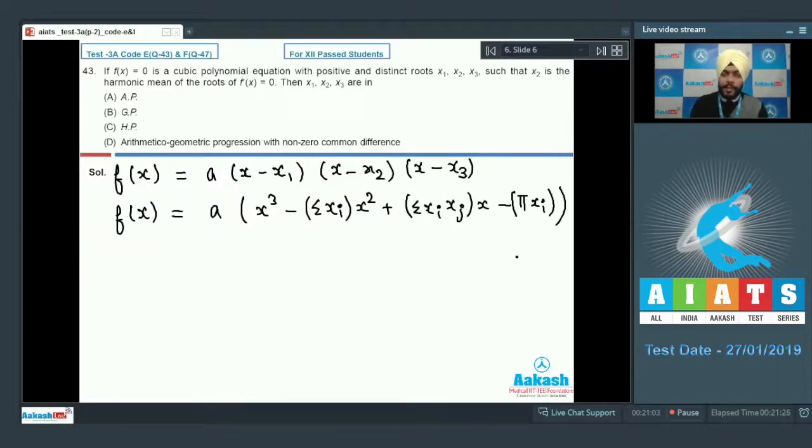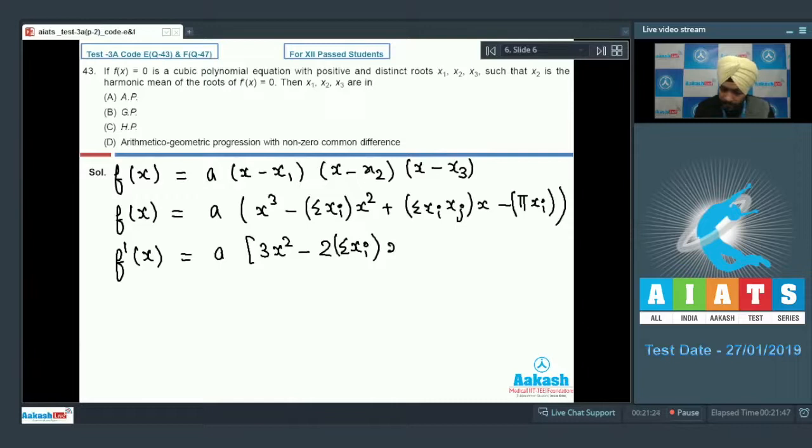Now students, it is given that x2 is the harmonic mean of the roots of f dash x equals 0. So let us differentiate it and apply the given condition. So f dash x will be a times 3x square minus 2 sigma xi times x plus sigma xi xj.